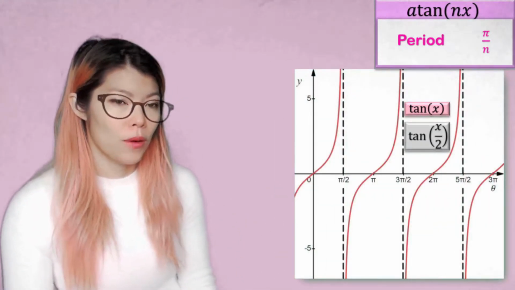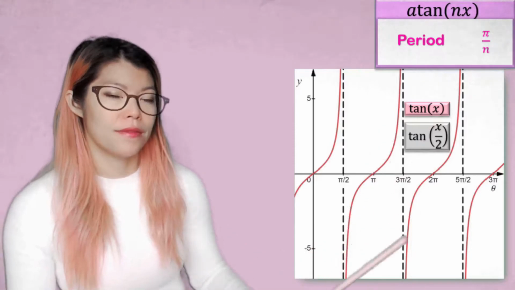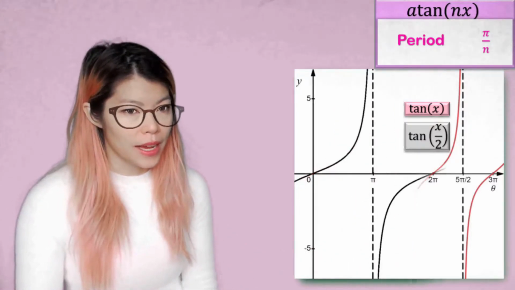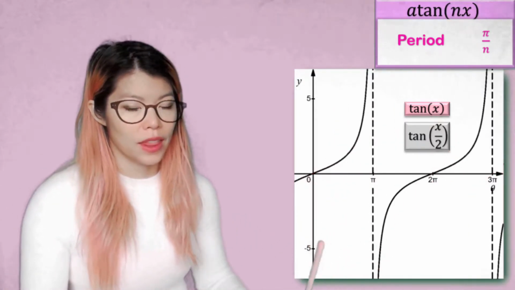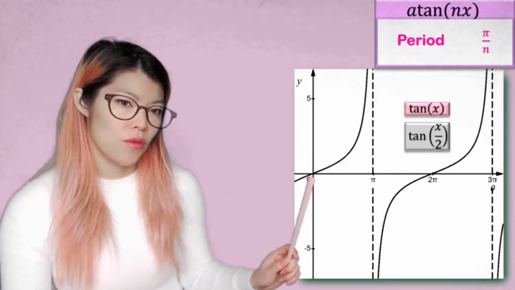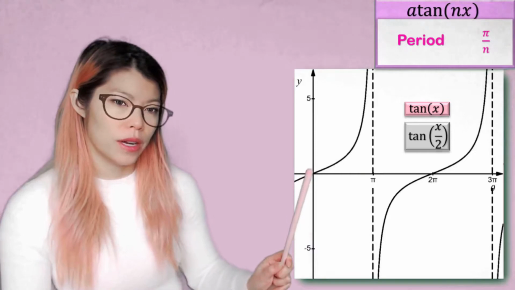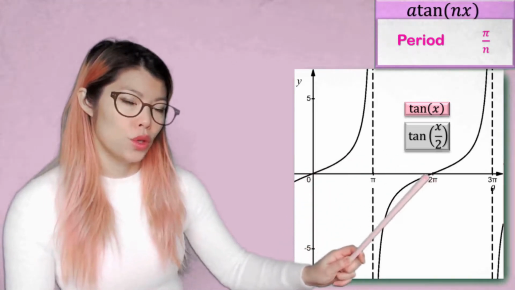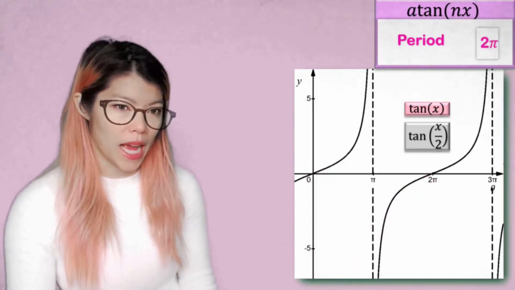So let's talk about what happens if we have a half x. What would it look like? It would look stretched out like that, or would look dilated from the y-axis that way. And so now when we look at the period, it's no longer pi, but it is 2 pi. The period is 2 pi.